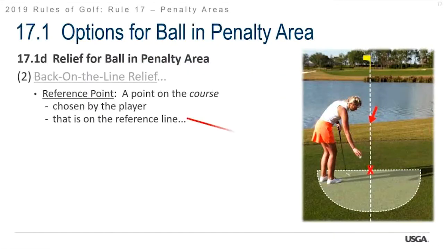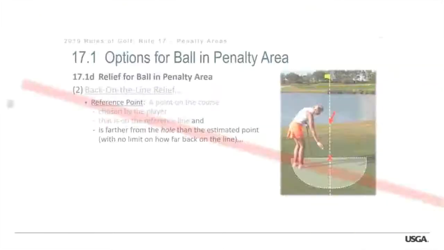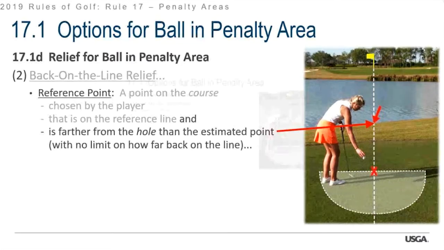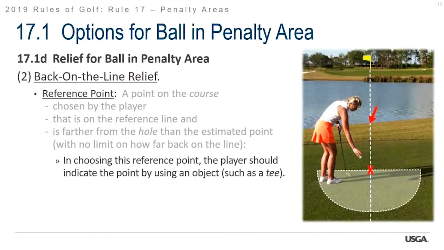Okay? Again, the reference point is a point on the course chosen by the player that is on the reference line, and is farther from the hole than that estimated point. So you can't choose a point inside of that penalty area, because we've got that reference point up there where it last crossed the edge of the penalty area, with no limit on how far back we can go. We can go back as far as we want.